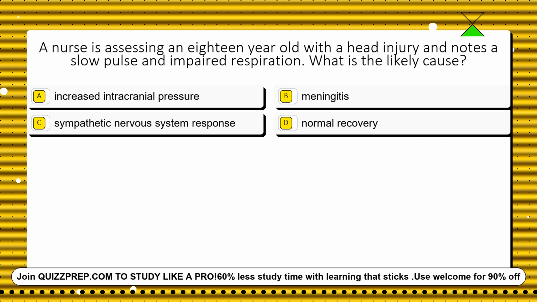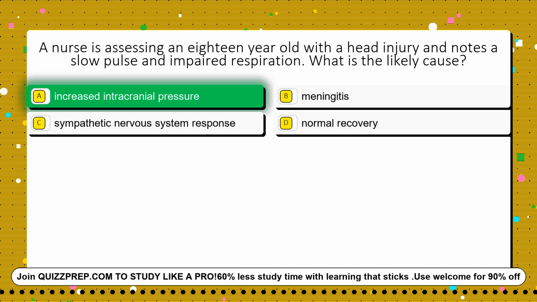Question 15. A nurse is assessing an 18-year-old with a head injury and notes a slow pulse and impaired respiration. What is the likely cause? Option A. Increased intracranial pressure. Option B. Meningitis. Option C. Sympathetic nervous system response. Option D. Normal recovery.